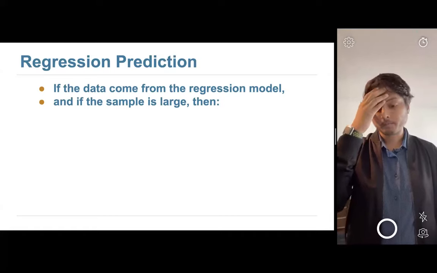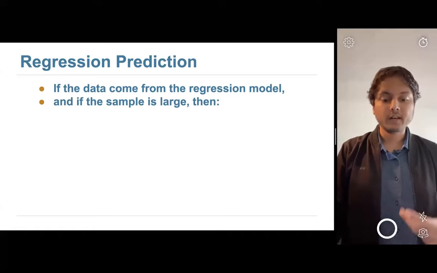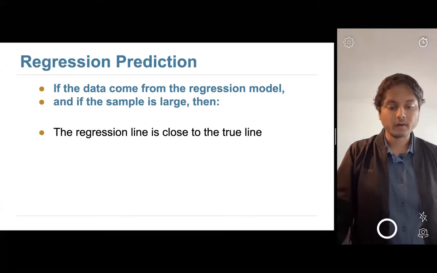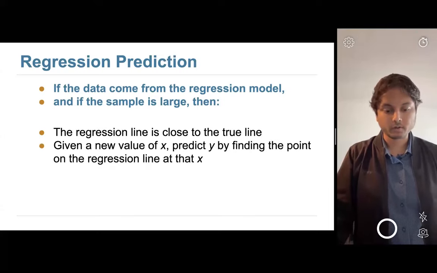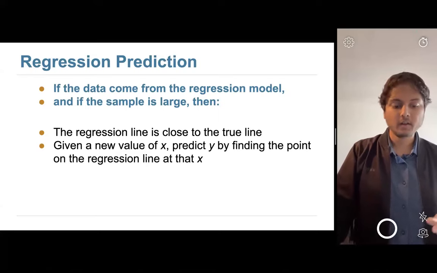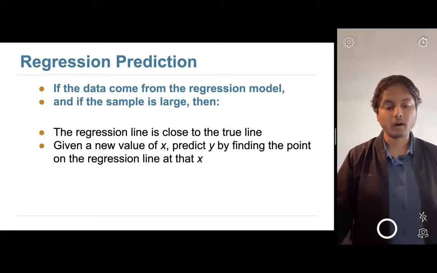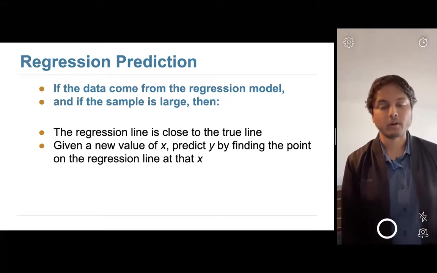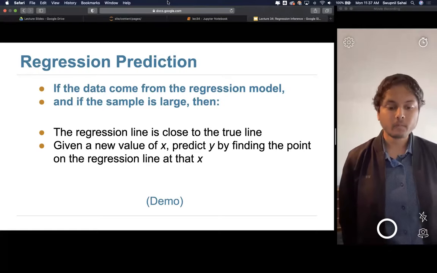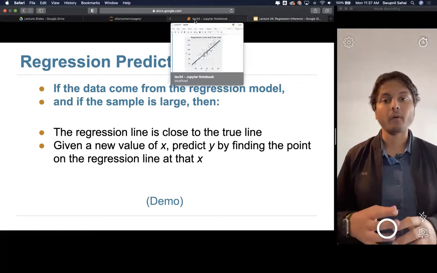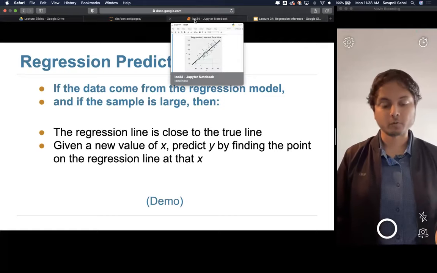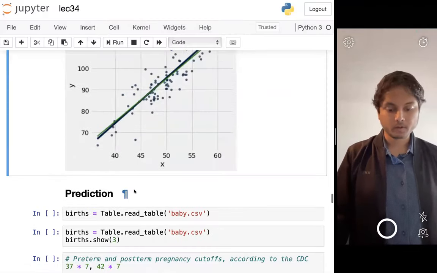The idea here is if the data comes from a regression model and the sample size is large, then your regression line is going to be close to the true line. What that means also is if you take a new value of x and you predict y, you should predict y by finding the point on the regression line at that x. And we're going to show you how that prediction of a particular value on the regression line varies as well. So we can take a look at that.